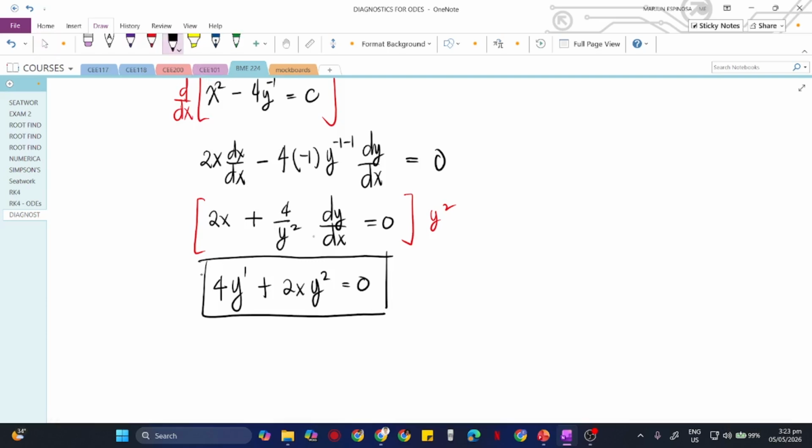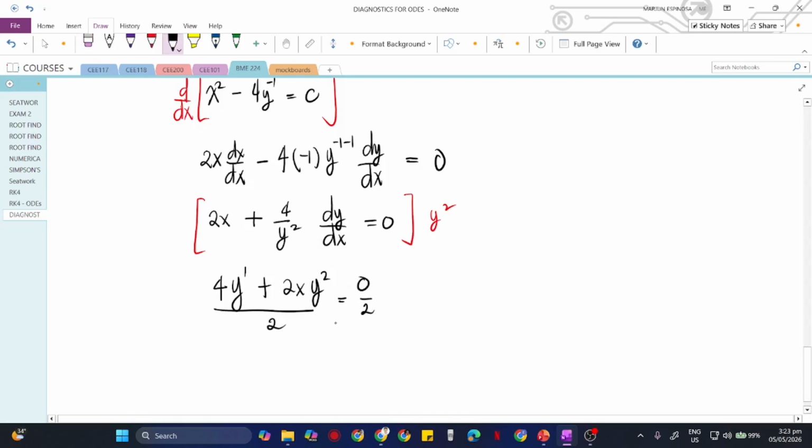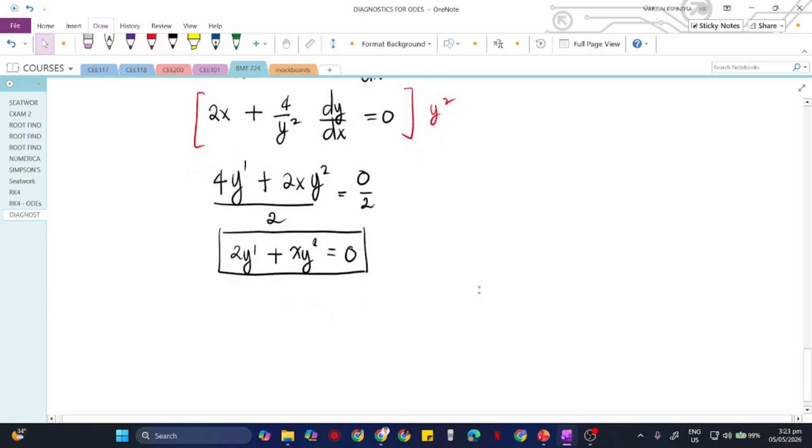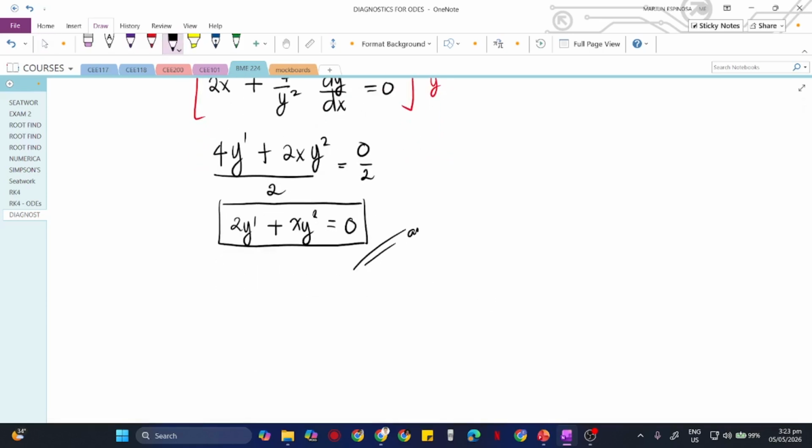We can still further simplify this one by dividing both sides by 2. If we divide both sides by 2, that would give us 2y prime plus xy squared equivalent to 0. So this is now the simplified version of our differential equation. Basically, this is our answer for this problem.